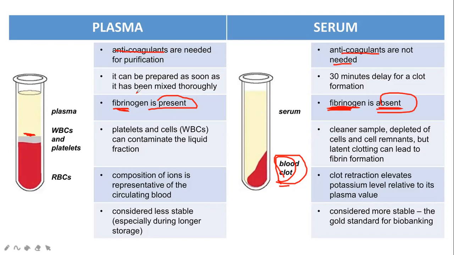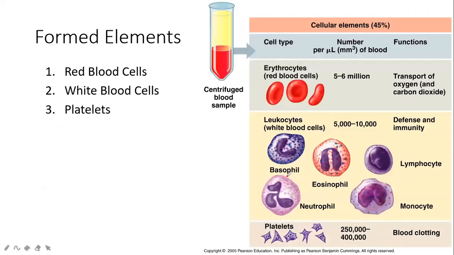So those are the differences between your plasma and your serum. Again, plasma is obtained from anticoagulated blood, whereas serum is the liquid portion of clotted blood. Now we move on to the formed elements in your blood.